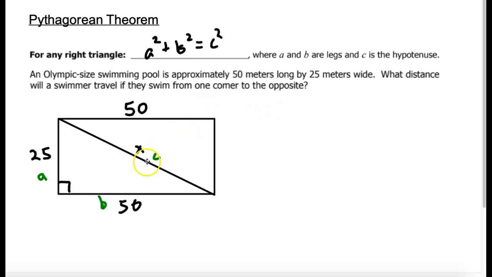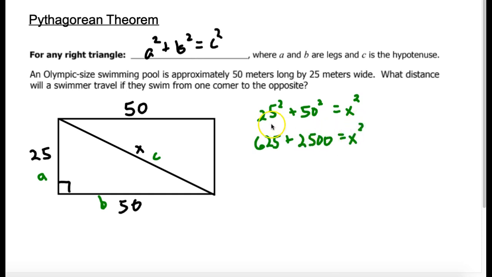So my setup, if I'm doing A squared plus B squared equals C squared, would look like this. Then go ahead and square both of these. 25 squared is 625. 50 squared is 2500. Add these together, and that'll be 3125.